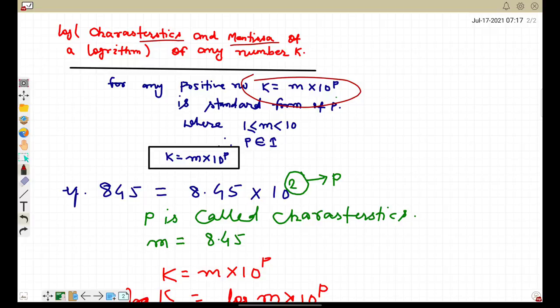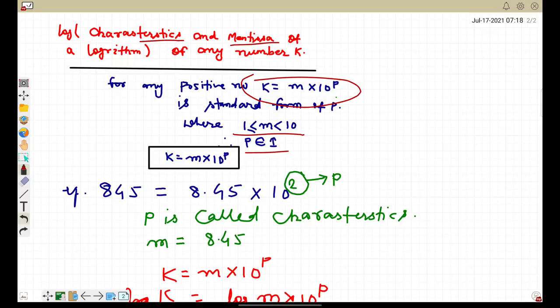We can express any number k in the form of m into 10 raised to the power p. But we have some condition in terms of m and p. So the value of m must lie between 1 and 10, but the value of p is some integral value. It may be positive and sometimes it may be negative also. So we can write k is equal to m into 10 raised to the power p.